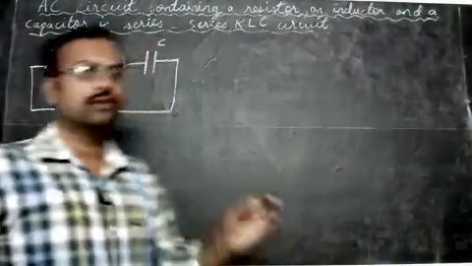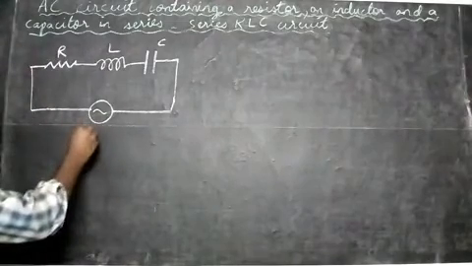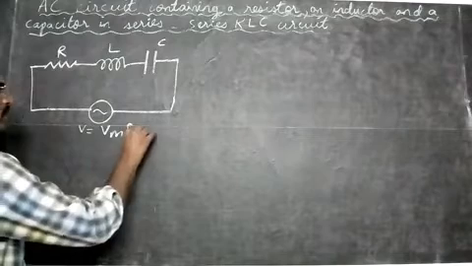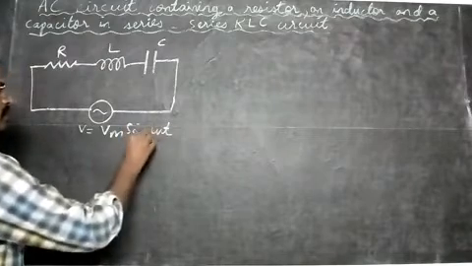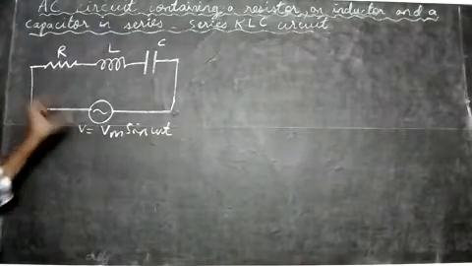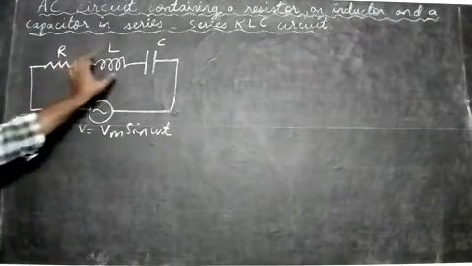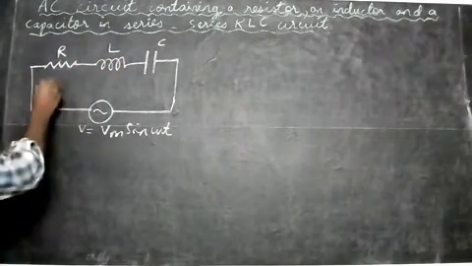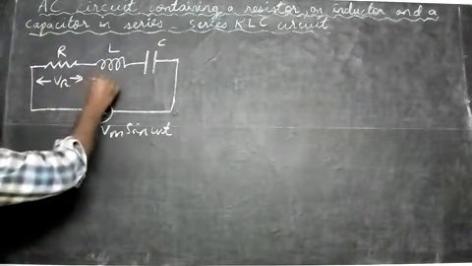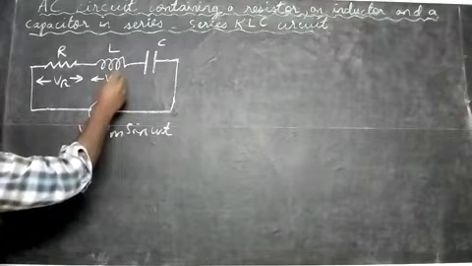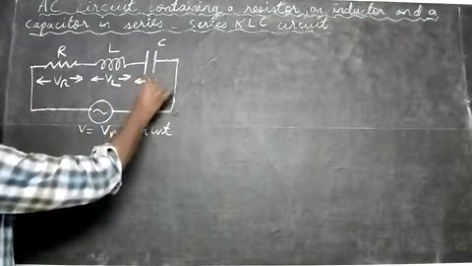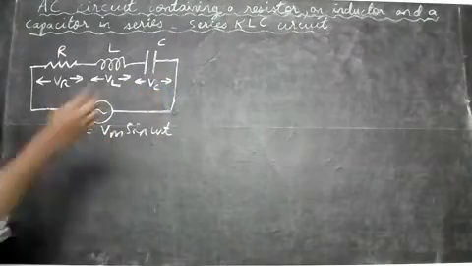Now we give a voltage to the circuit. The applied voltage is V equals Vm sine omega t, which we always know. This is the applied sine wave voltage. When you give the voltage here, it is divided across the three components. The voltage across the resistor we write as VR, the voltage across the inductor we write as VL, and the voltage across the capacitor we write as VC. So we have these three voltages.